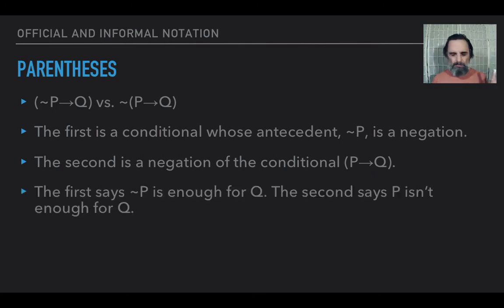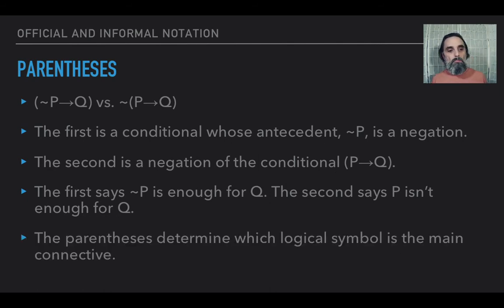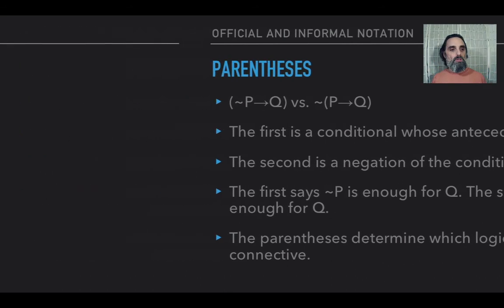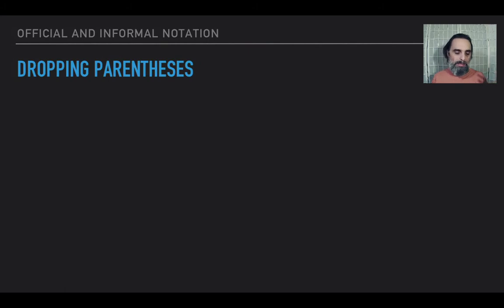In English, the first, in the logical language, says, not P, that's enough for Q. The second says, P is not enough for Q. Those don't say the same thing. And the parentheses effectively determine which logical symbol is the main connective, which kind of sentence it is. Is it a negation or is it a conditional? Okay, but at the same time, we're going to have rules for dropping parentheses. And so far, we're going to have just one rule.